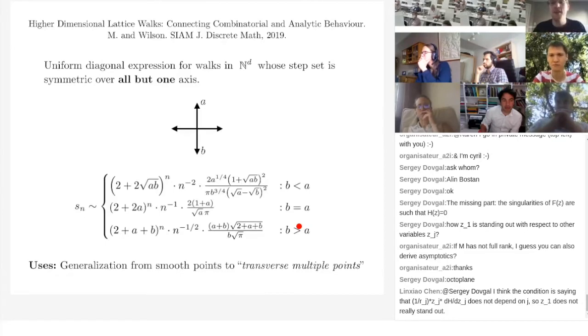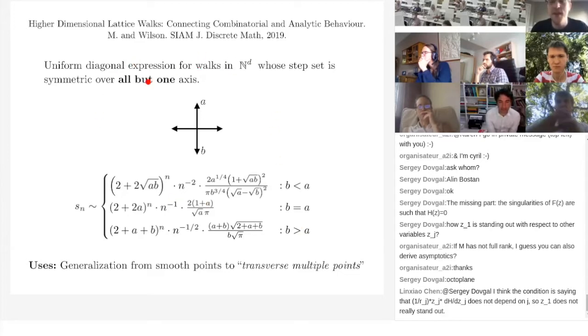You can do other modifications. That was for steps that are symmetric over every axis. You could say, what if I'm symmetric over all but one axis, for instance? It's been known for quite a while that you'll get D-finite generating functions. There's some work of Mireille on this, maybe some other work that I'm forgetting now.